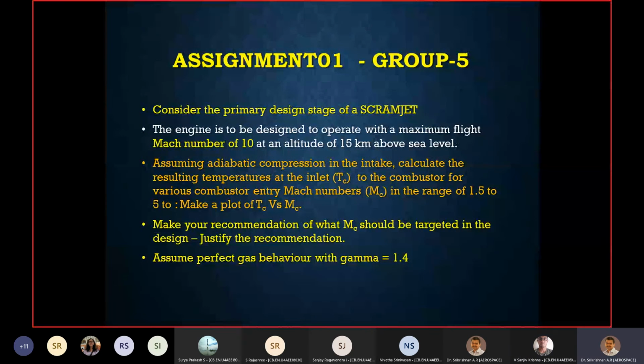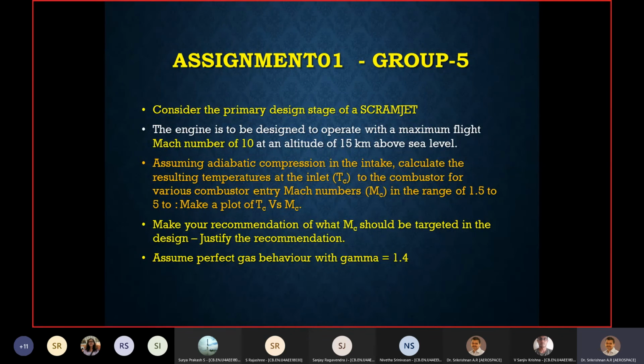This is about the design of a scramjet. We had briefly discussed it. A scramjet is aimed at operating at high hypersonic Mach numbers. The present designs in research are at something like Mach 10, 12, etc. We consider a scramjet operating at Mach 10, cruising in level flight at an altitude of 15 kilometers above sea level.